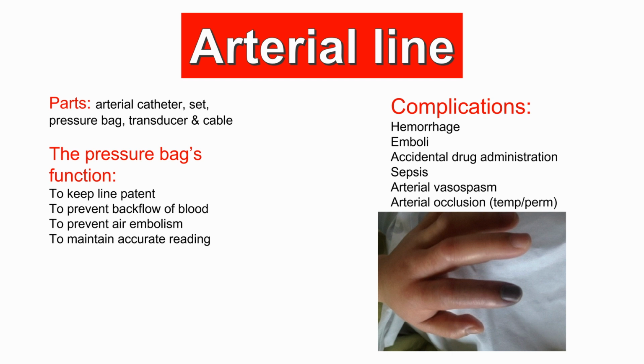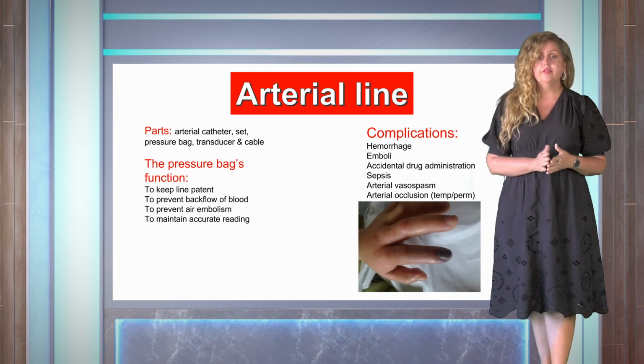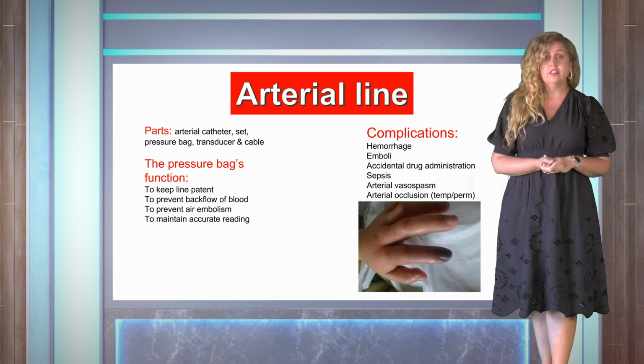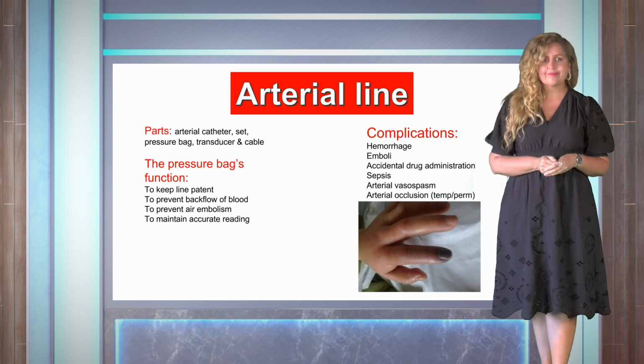We can cause emboli, thrombus and air, accidental drug administration, which is diabolical, of course, for limb perfusion, and sepsis. Although it's not classified as a CLABSI, it's still almost relatively the same, in that arterial lines have actually been proven to sometimes cause worse CLABSIs than a central line. So infection control is very important. Arterial vasospasm, and then like we mentioned, the arterial occlusion, which can be temporary or sometimes permanent.